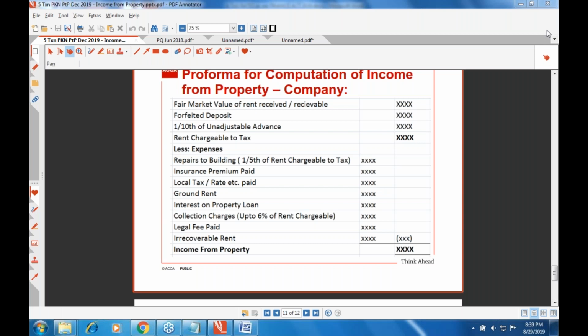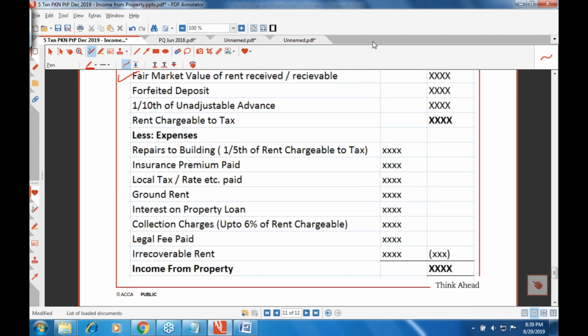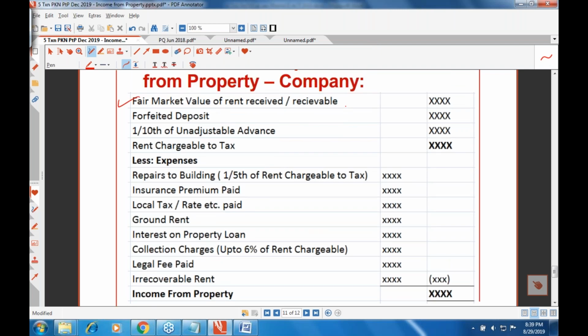Now, what exactly is the computation of income from property for a company? The major difference between the computation for a company and for an individual is that this part is the same: the fair market value of the rent received or receivable. The forfeited deposit is also the same. One-tenth of unadjustable advance is also the same. But over here we get the rent chargeable to tax.